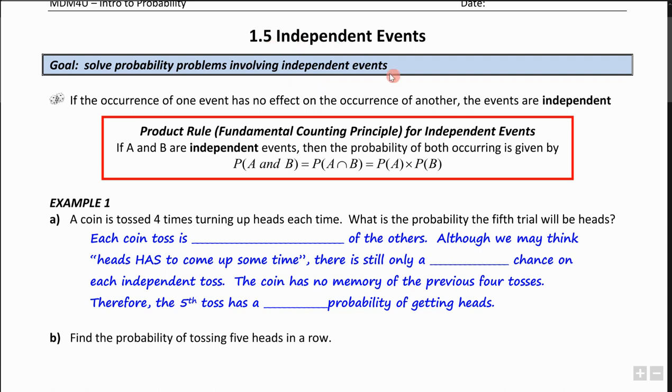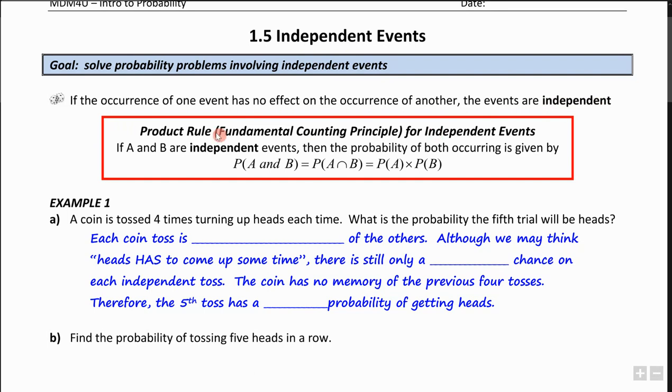Independent events. So we're nearing the end of our first chapter, and I'm going to state in this lesson the probability of calculating independent events. Okay, so this means if the occurrence of one event has no effect on the occurrence of another event, then the events are independent of each other.